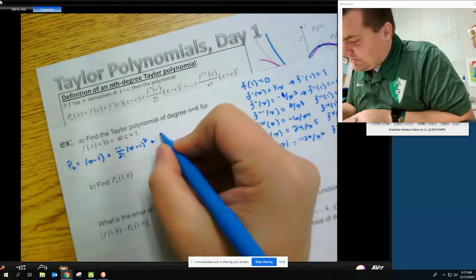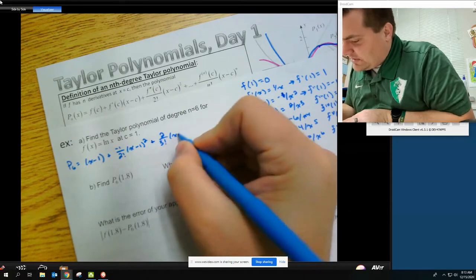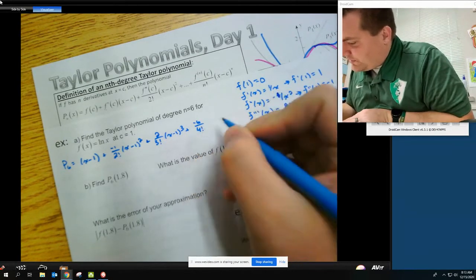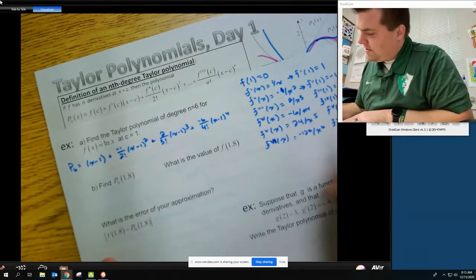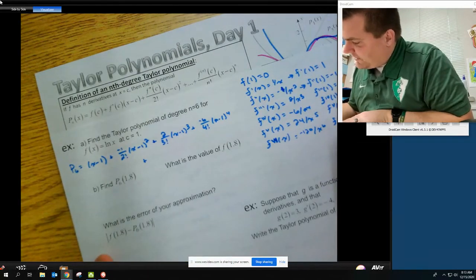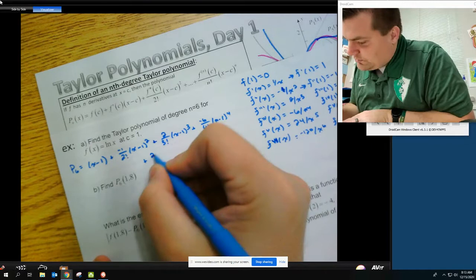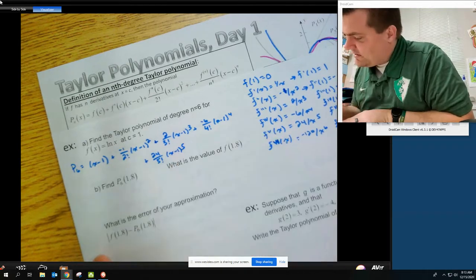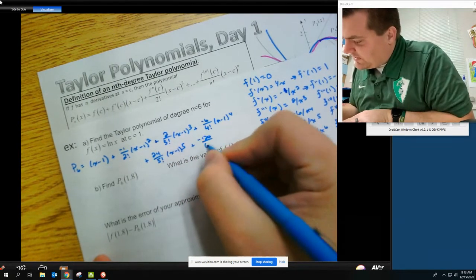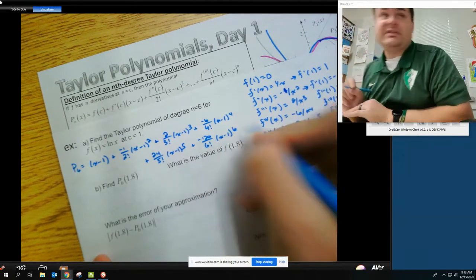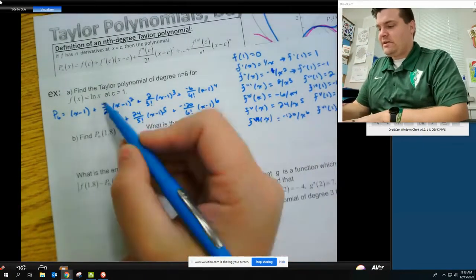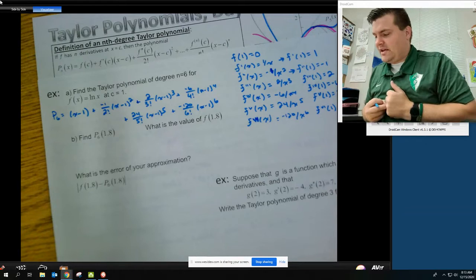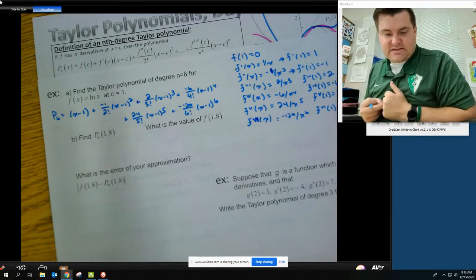So the third one is going to be 2 over 3 factorial x minus 1 to the third, plus we get negative 6 over 4 factorial x minus 1 to the fourth, plus, this should be 24, not 25, 24 over 5 factorial x minus 1 to the fifth, plus negative 120 over 6 factorial, which is going to be x minus 1 to the 6th. All right, and that's the entire polynomial. That's going to match ln of x. It's going to be really, really accurate close to 1, but the further away from 1 we get, the less and less accurate it's going to be.